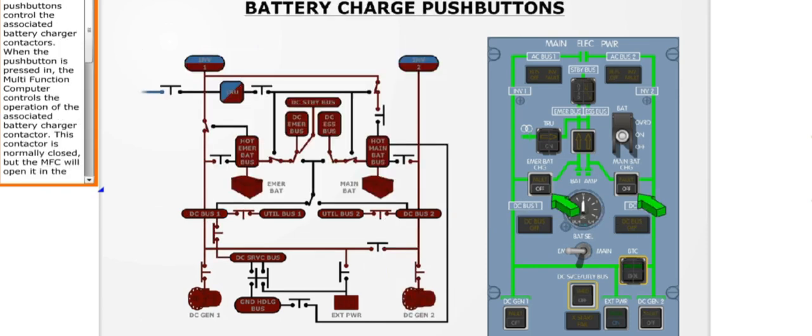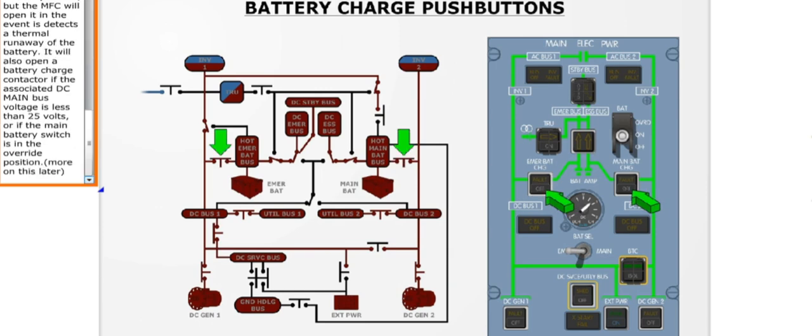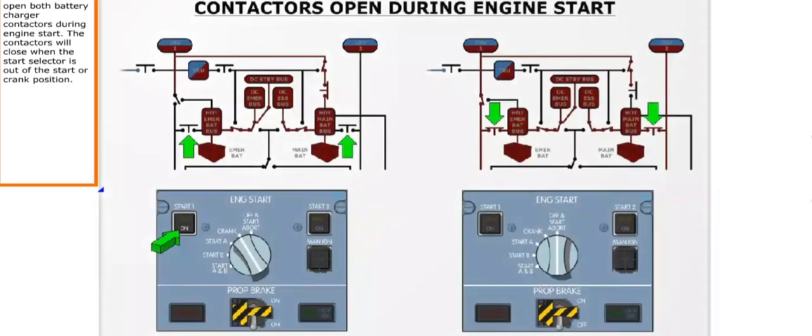The battery charge push buttons control the associated battery charger contactors. When the push button is pressed in, the multifunction computer controls the operation of the associated battery charger contactor. This contactor is normally closed, but the multifunction computer will open it in the event it detects the thermal runaway of the battery. It will also open a battery charge contactor if the associated DC main bus voltage is less than 25 volts, or if the main battery switch is in the override position.